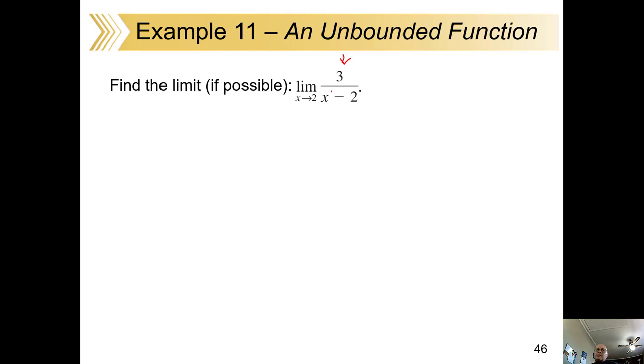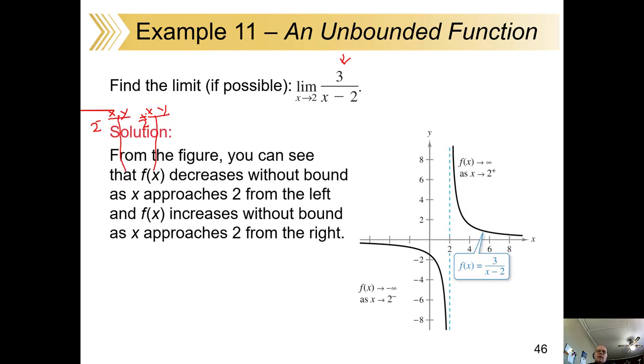What's happening? Well, play with it again. Maybe make your own table. If you know how to do it in the calculator, fantastic. I'm not against that. Try numbers from the left. Make another table. Try numbers on the right side of 2. See what happens. If you graph it, oh my gosh, what's going on?